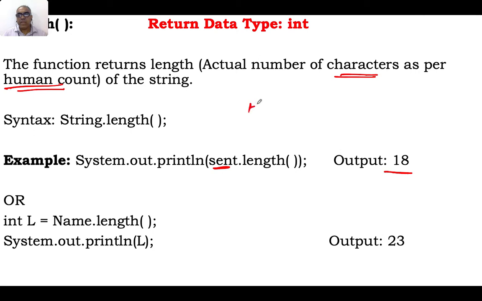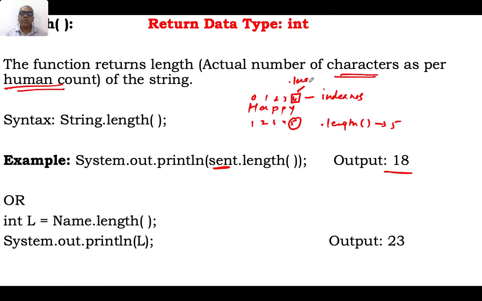So if I say here "happy", 0, 1, 2, 3 and 4 are the index numbers, whereas the human count is 1, 2, 3, 4 and 5. So your .length function will return 5 here, and the last index position will always be .length minus 1. Okay, now let us move on further.